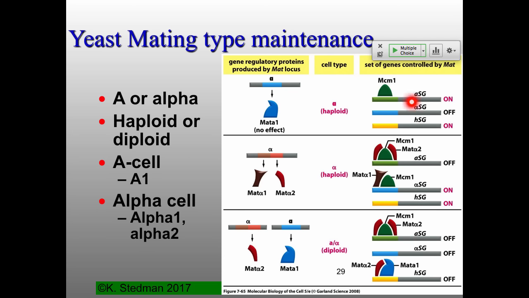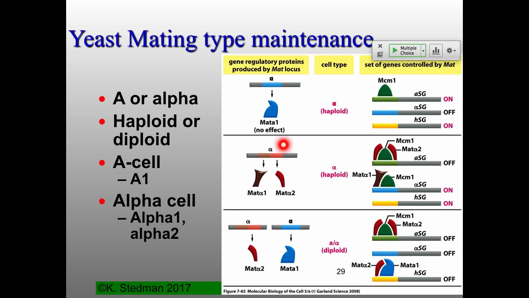You have your A-specific genes that are turned on by a cellular factor, which is present in all cells, in A cells and alpha cells, etc. So that turns on all of your A-specific genes. Alpha-specific genes are off. Haploid-specific genes are on because you don't have any kind of regulator that's dealing with this. So again, MAT-A1 just by itself does nothing. We'll get back to MAT-A1 a little later on.